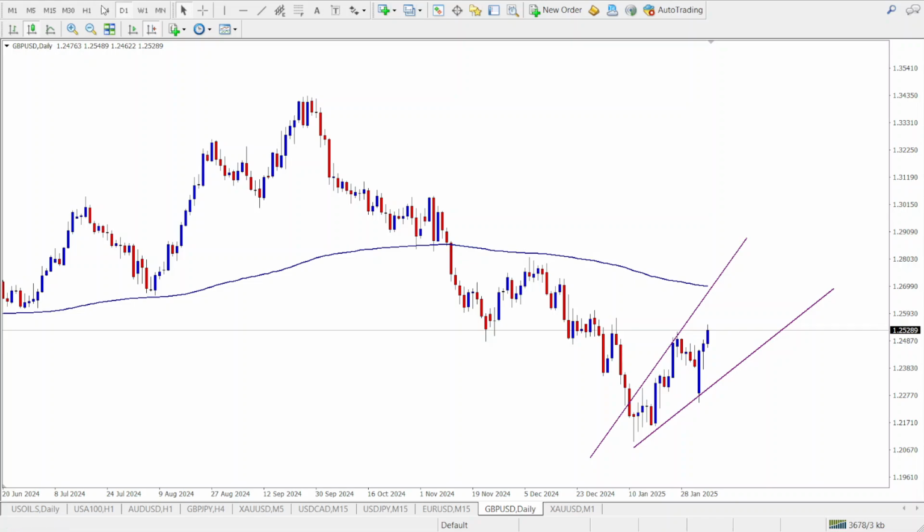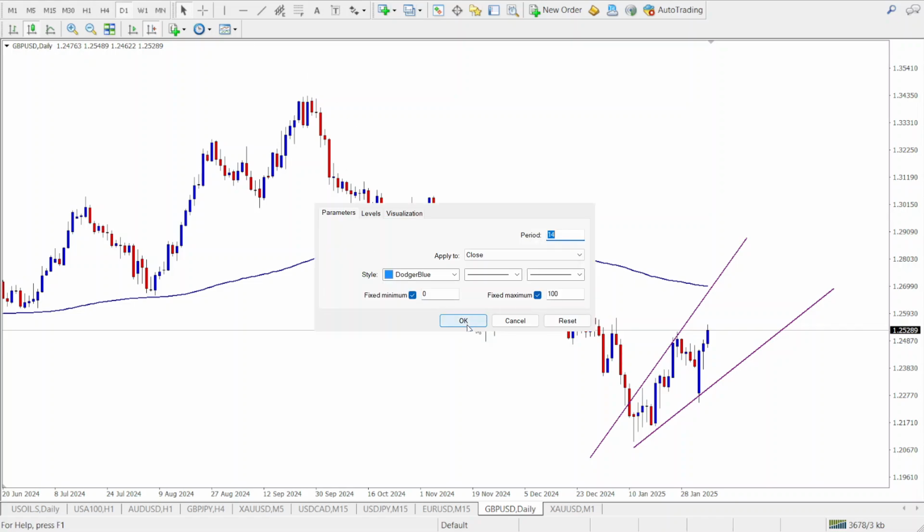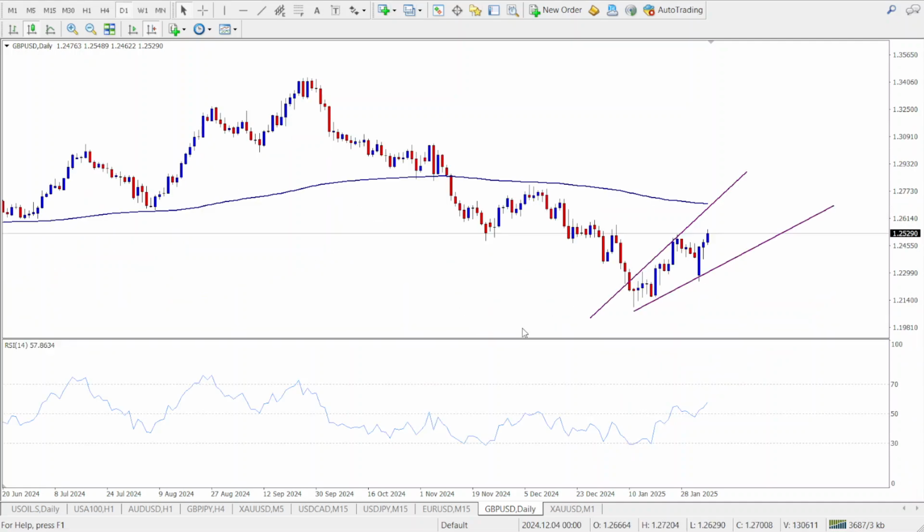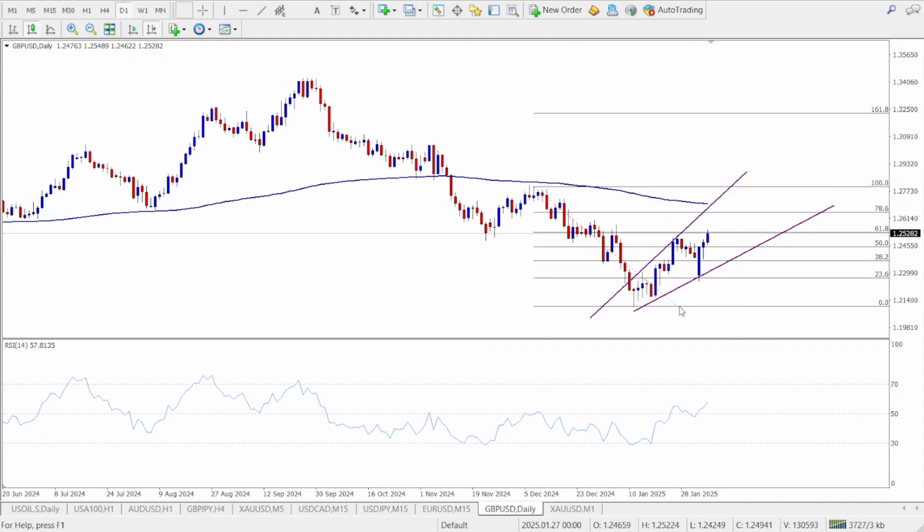Another indicator that I'm going to recommend is the relative strength index. It helps identify overbought and oversold conditions to time better entries. A reading below 30 might indicate a good long-term buy zone. Then another indicator is the Fibonacci retracement. It's a great tool for spotting key levels where price might reverse or continue trending. So these tools help you build a strong long-term strategy without overcomplicating things.